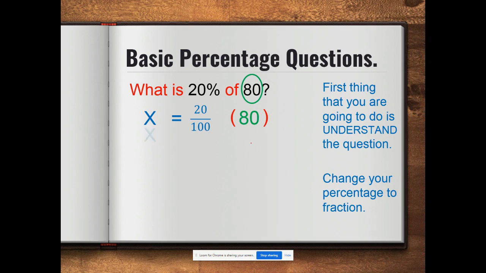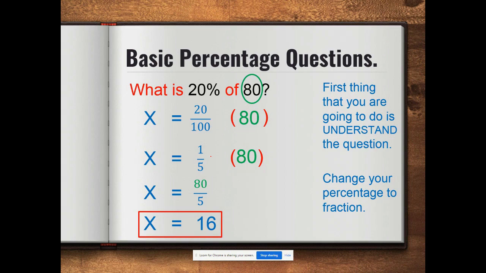Now simplify. x is equal to 1/5 times 80. Then it will become 80/5. x is equal to 16, and that is your final answer. Take a look at it. You can also pause the video so that you can copy. Next question.